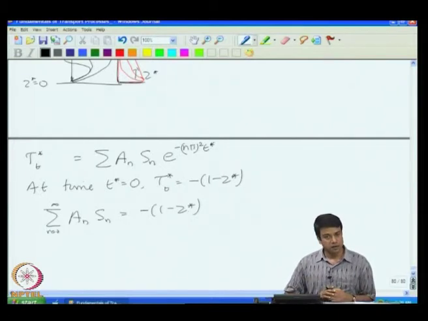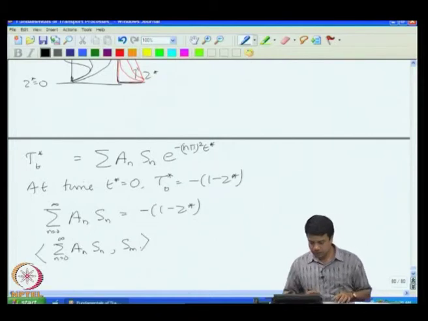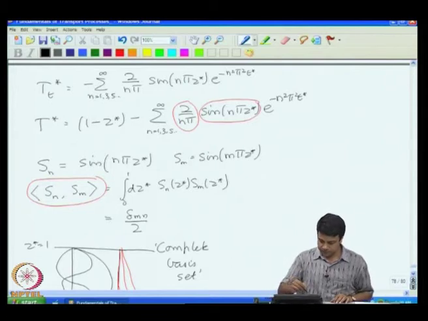Now, what I have done is I have taken the inner product of both sides with respect to S_m. So, I have taken the inner product of the summation, n equal to 0 to infinity, of a_n S_n, comma S_m, where the inner product is defined as follows.